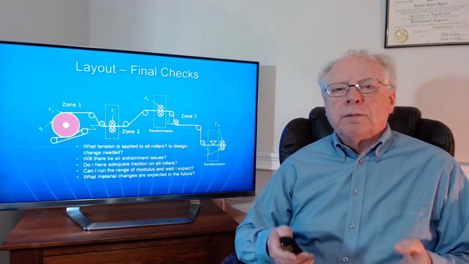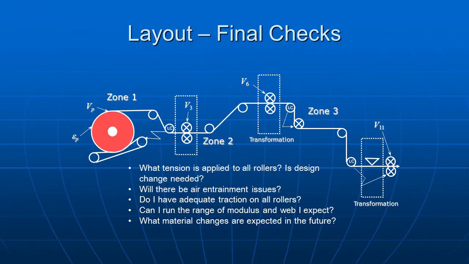Now you are ready for the final layout. Now that you know what tension is applied to all the rollers, you can modify the original roller designs if necessary. Also, knowing the tension on all the rollers, you can check for air entrainment issues. You can ensure that you have adequate traction on all the rollers, and you know that you are able to run the range of modulus expected under normal variation. Lastly, you are future-proofed or have a plan to adapt.